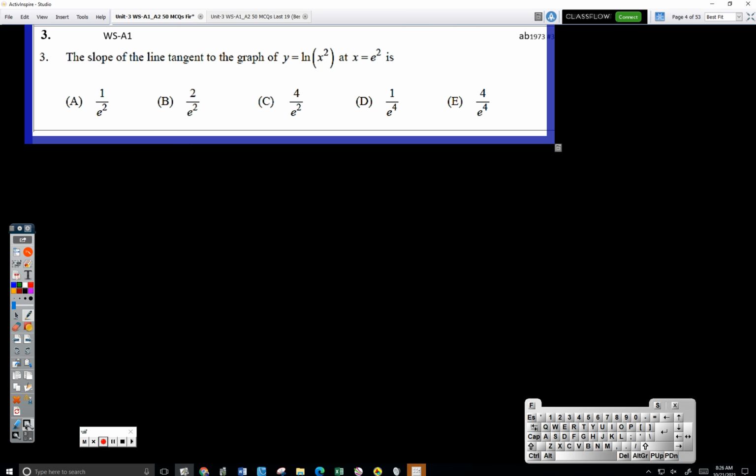Number 3 says the slope of a line tangent to this graph. Well, we know that we can find the slope of a line tangent to a graph if we can find this formula, because this is a formula for computing the slope of a line tangent to the graph of that formula. So this is just a different way of saying, please go find dy dx. And then once you find the formula for dy dx, just plug in an x value of e squared. So you can do this one, go.